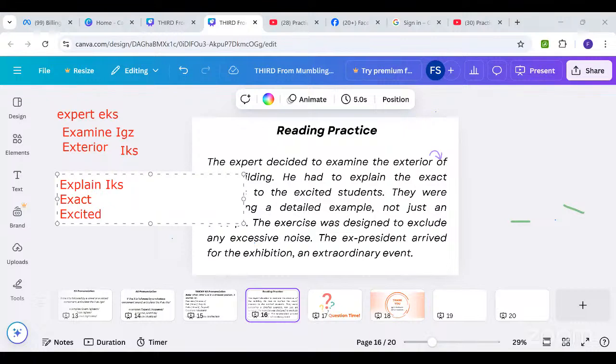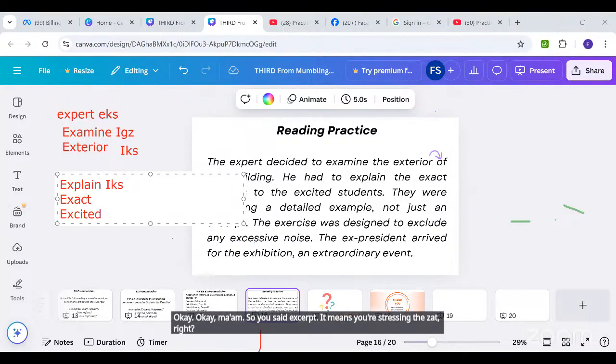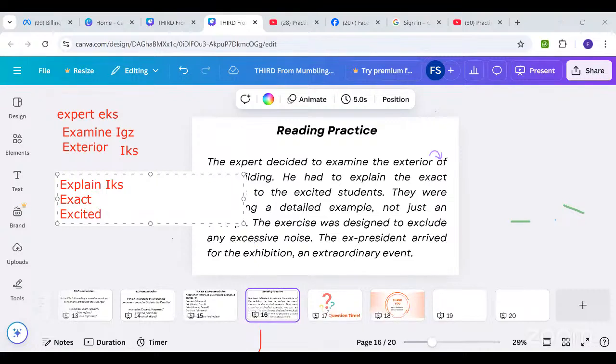Okay, I saw the exact car yesterday. Okay, what if I say something like, can you hear me? I saw the exact car yesterday. I can hear you, ma'am. Can you hear me too? Yes, clearly. Okay, ma'am. So you said exact. It means you're stressing the E, right? Am I correct? Exact.